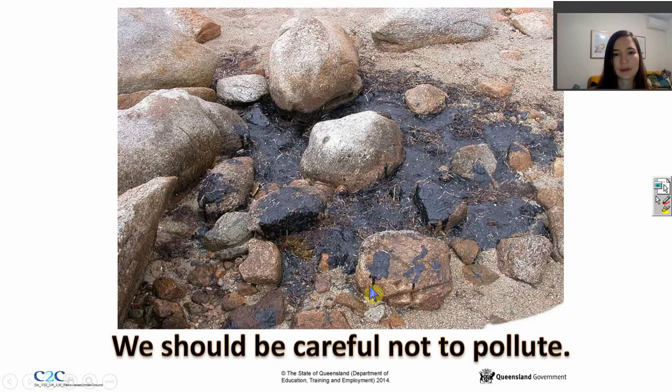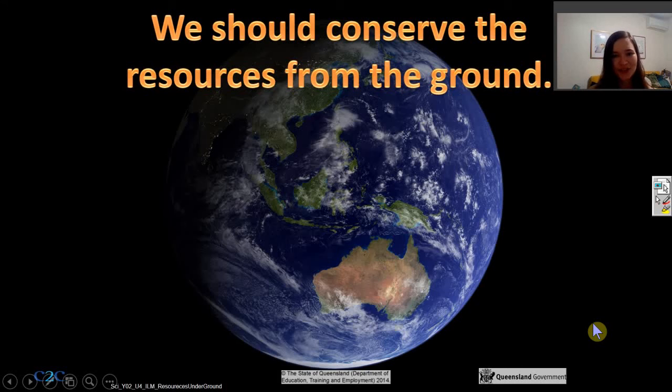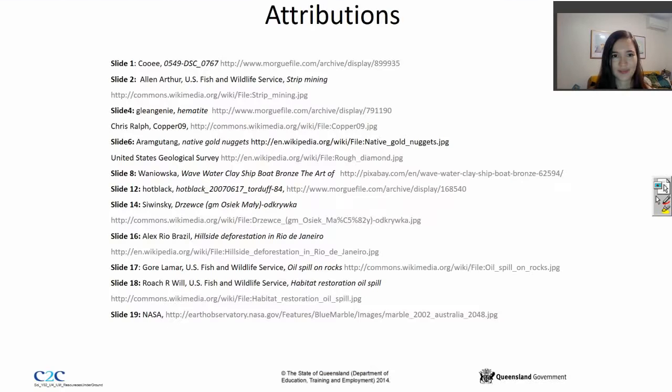Especially if we pollute the local area, what might happen to the animals around? They might get stuck in it. You've probably seen some really nasty photos of animals coated in oil, so they can't clean themselves. We have to help them out ourselves. And we should clean up any mess that we make, which you guys are all really great at doing. I know that you're all great eco warriors. Okay, so we should conserve the resources from the ground.